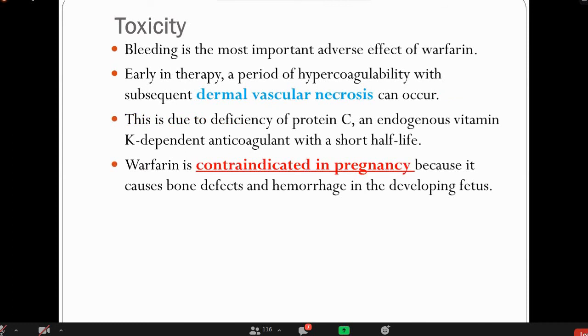Toxicity: bleeding, again, is the most important adverse effect of warfarin. Early in therapy, a period of hypercoagulability with subsequent dermal vascular necrosis can occur. This is due to deficiency of protein C, an endogenous vitamin K dependent anticoagulant with a short half-life. Warfarin is contraindicated in pregnancy because it can cause bone defects and hemorrhage in the developing fetus.